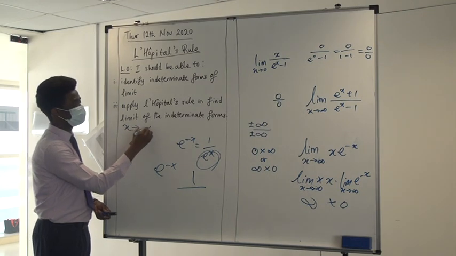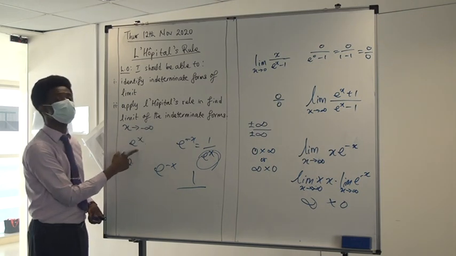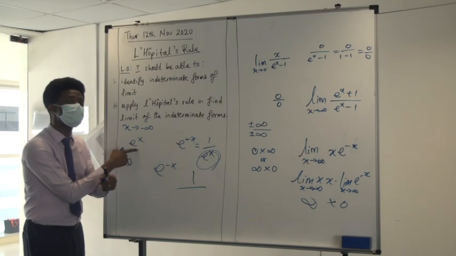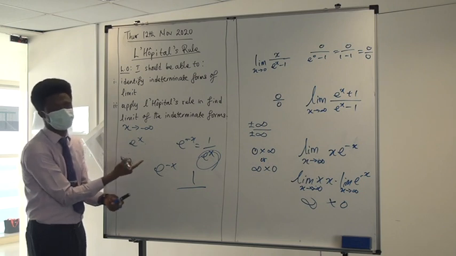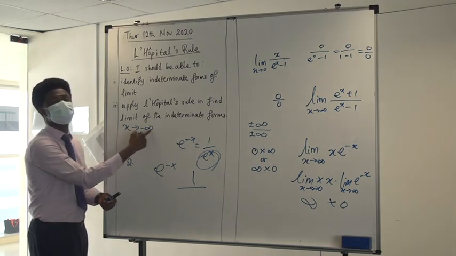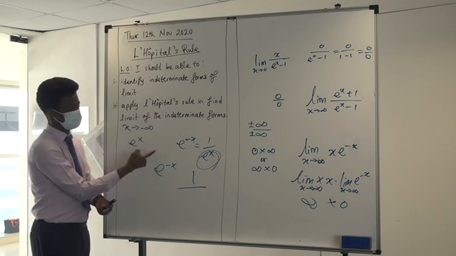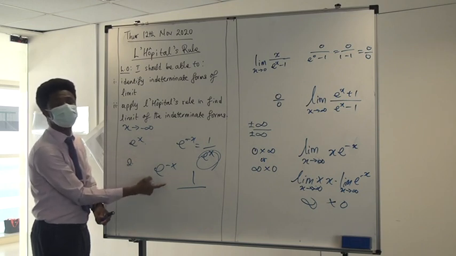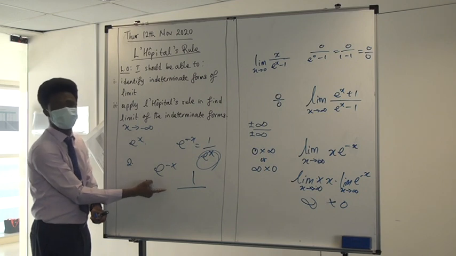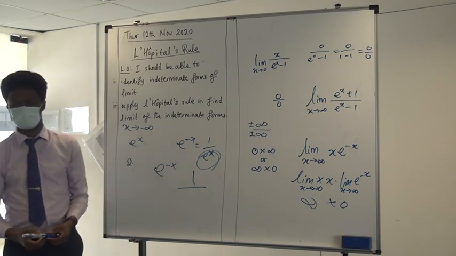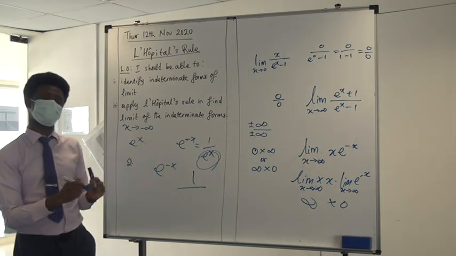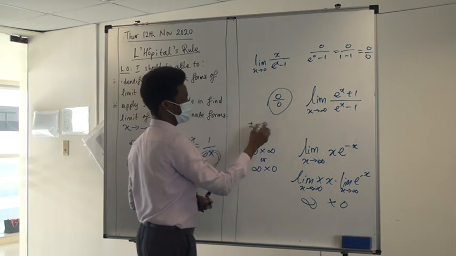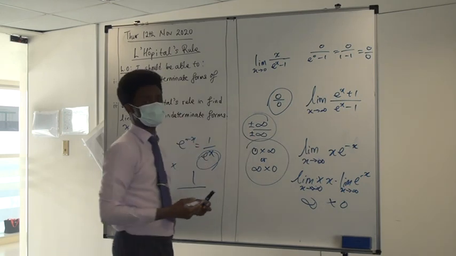If x approaches negative infinity, this approaches what? 0. So just pretend you are substituting, but you are not actually substituting. So when x approaches negative infinity, this approaches 0. When x approaches negative infinity, this approaches what? Infinity. So it's the other way around. Do you understand what I just said? Okay. So we have 3 forms: the form that leads to this, the form that leads to this, and the form that leads to this.